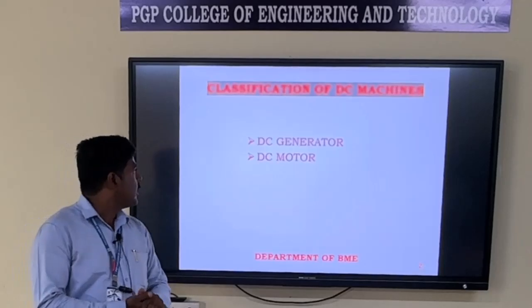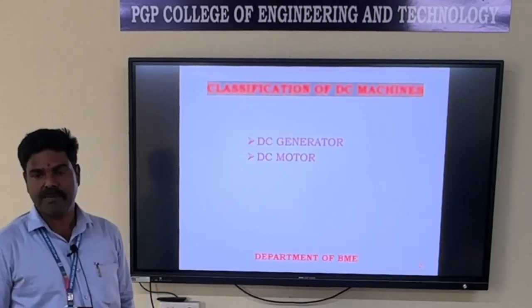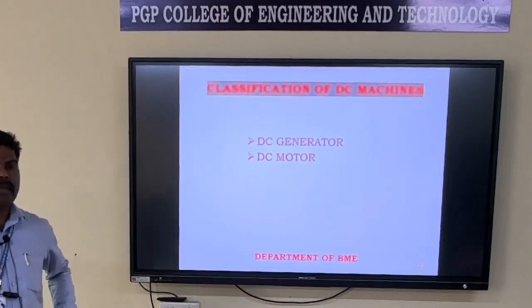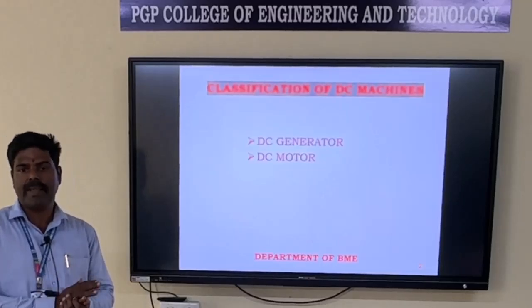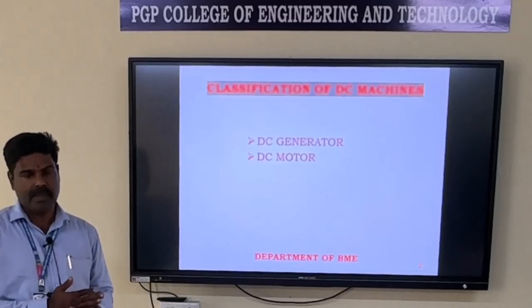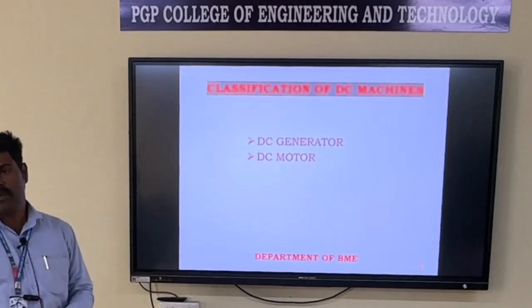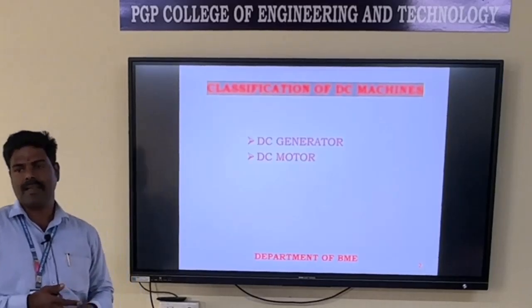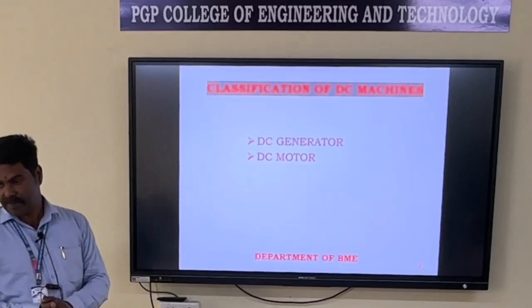First, the topic is classification of DC machines. Here the DC machine is classified into two types. One is DC generator, another one is DC motor. A DC generator is an electrical machine which converts mechanical energy into electrical energy. Otherwise, a DC motor is an electrical machine which converts electrical energy into mechanical energy. The construction is similar for both machines, but the working principle is different.